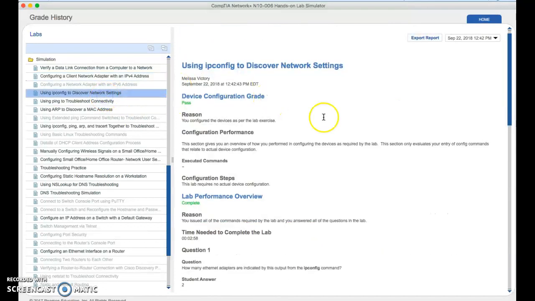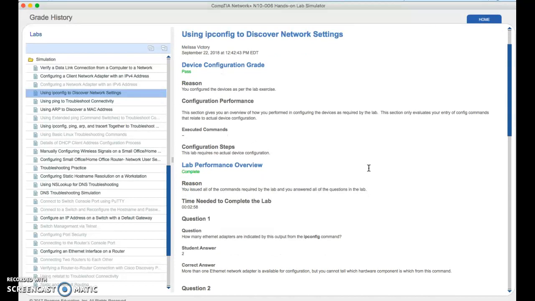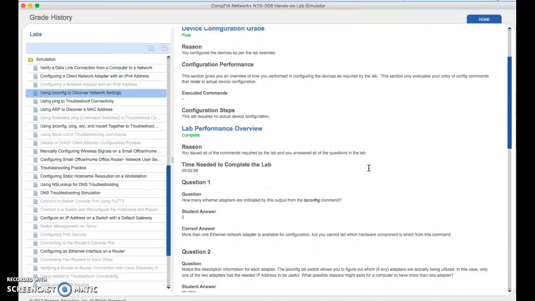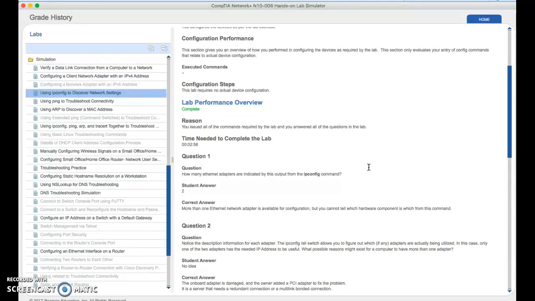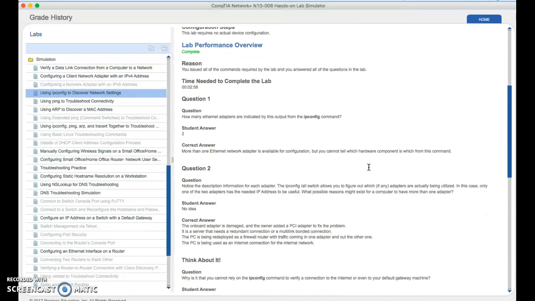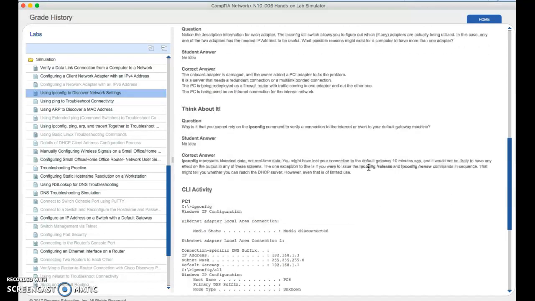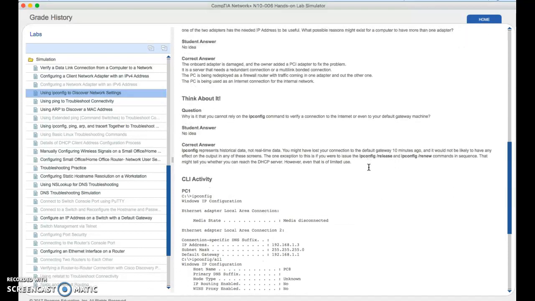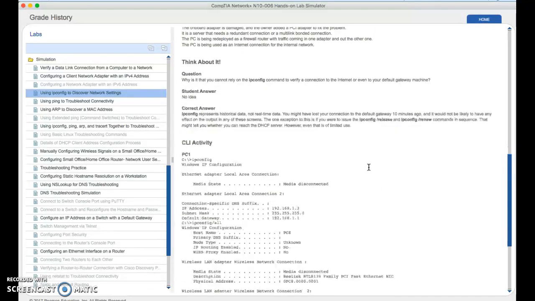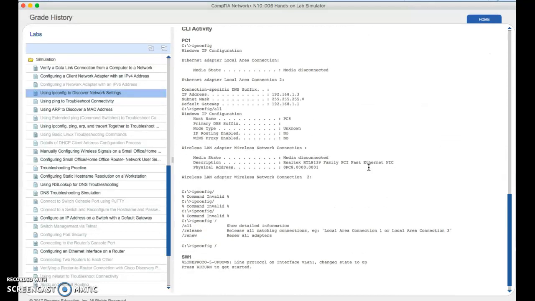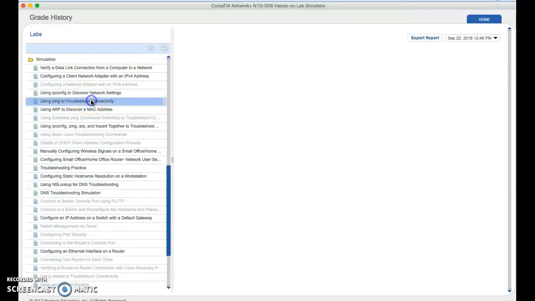Then I did using ipconfig to discover the network settings. Again, I'm good at following directions and pictures, and so I was able to answer these questions fairly easily. I struggled on a few of them. Actually, when I got down to the bottom of the IP configs, I really did struggle to apply that information. That seemed to be a fairly common theme in this area of the simulator.